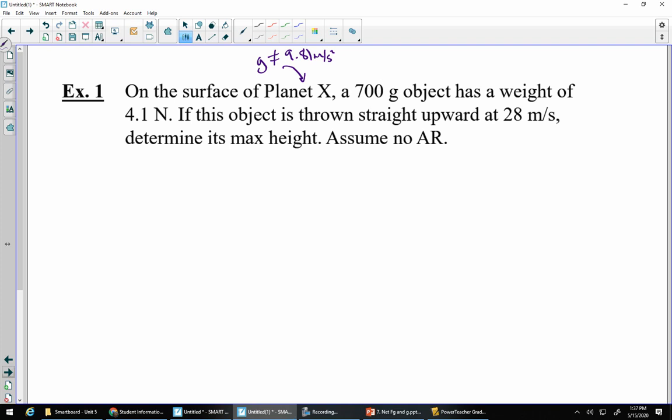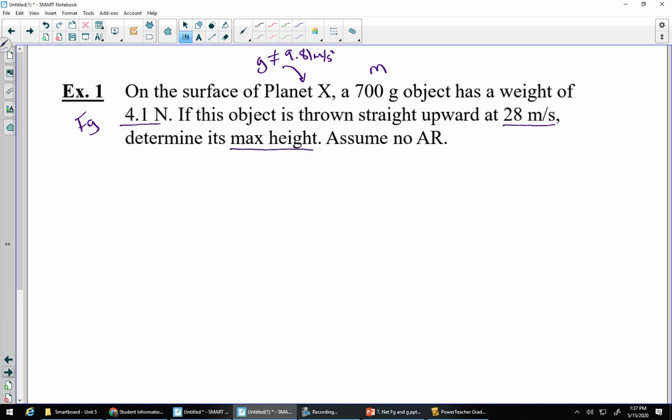So on the surface of planet X, we've got a 700-gram object. Okay, so that's going to be our mass. And it says it has a weight of 4.1 newtons. I should recognize that weight is actually force of gravity. It says this object is thrown straight upwards at 28 meters per second. And we want to determine its maximum height.